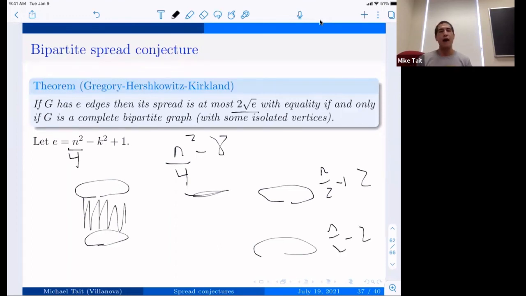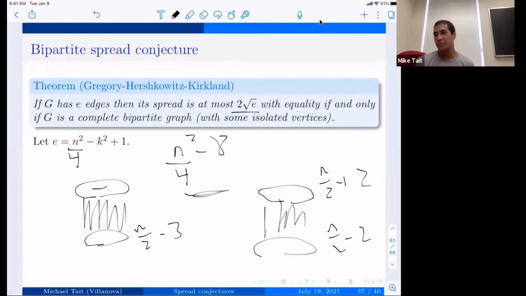And now I have to figure out how do I put these n squared over 4 minus 8 edges, right? So it's not going to be a complete bipartite graph, right? There are going to be some missing edges. And so you have to decide, well, is it better to do this on the right, or is it better to take this n over 2 plus 3, n over 2 minus 3, and add an edge there, right?